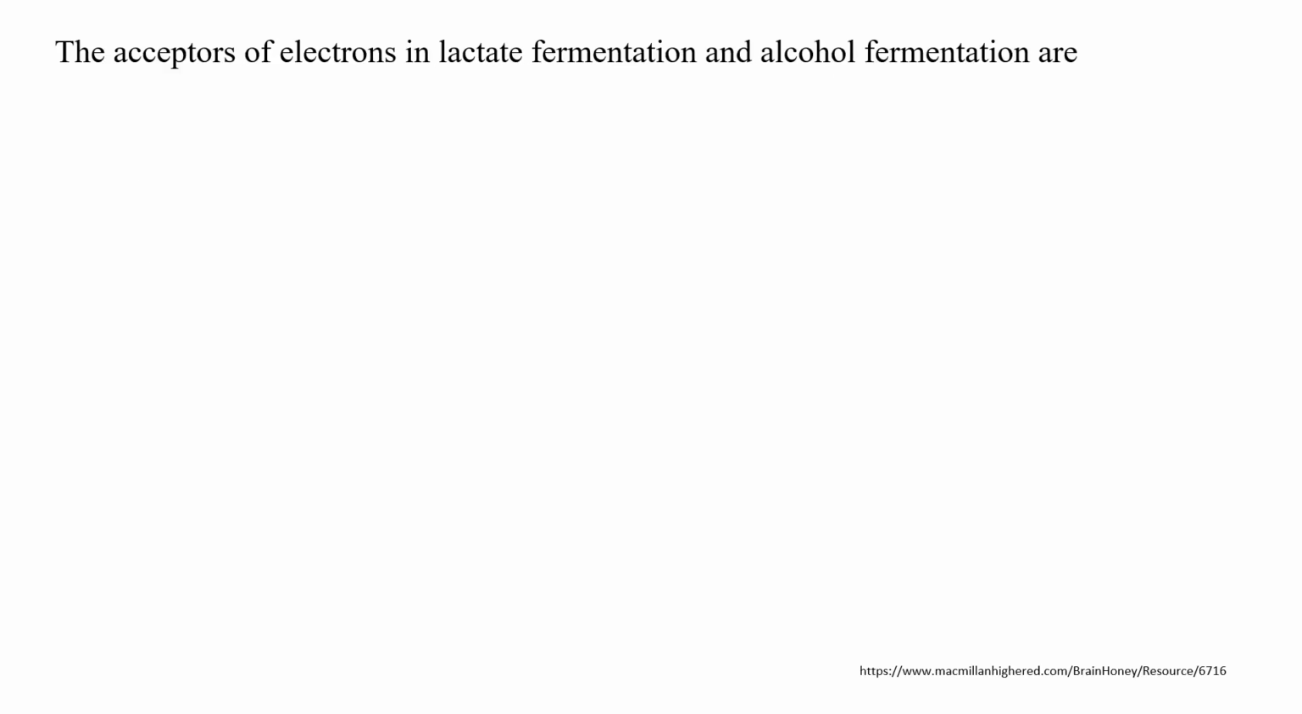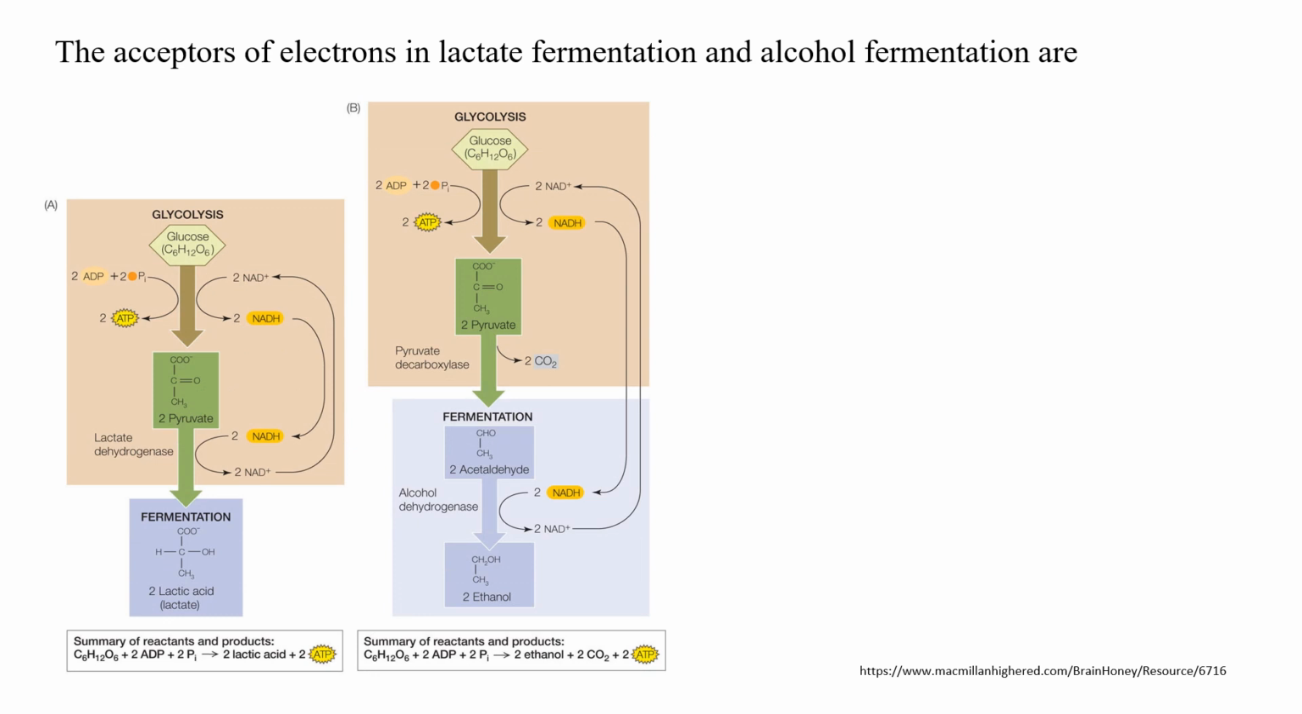The acceptors of electrons in lactate fermentation and alcohol fermentation are... To understand this better, we have the diagrams of both lactic acid fermentation here as well as alcohol fermentation. In lactic acid fermentation, pyruvate is converted into lactic acid or lactate. This process requires the enzyme lactate dehydrogenase and it takes 2 NADH molecules to give 2 NAD plus H plus.